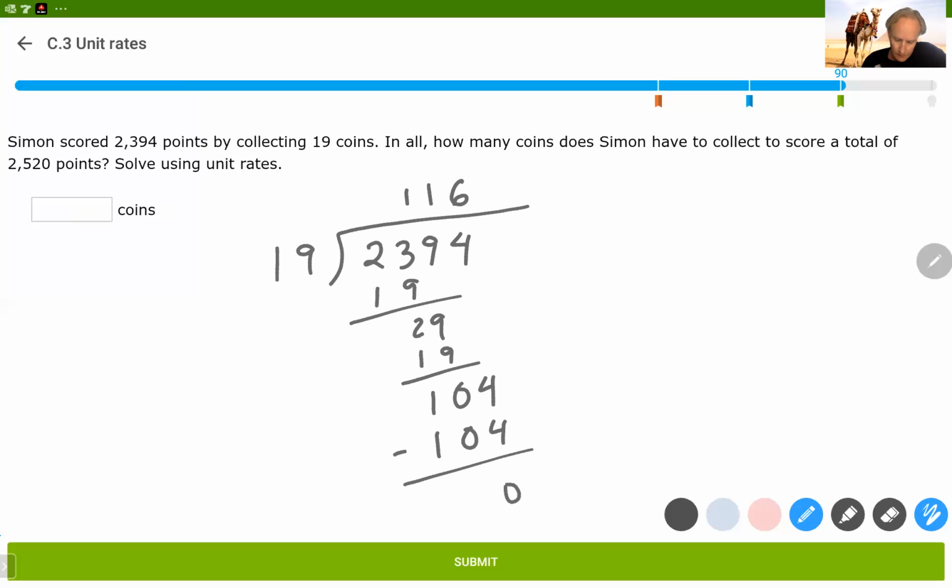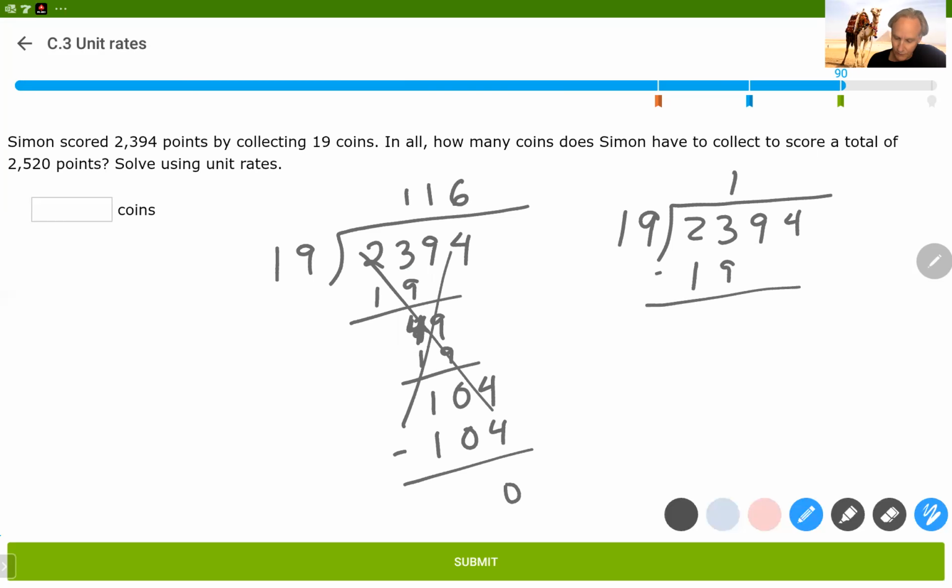Let's see. Oh, 19 is 49. Jeez, there's the problem. Okay, got to start again. Whenever you make a mistake, it's a good idea to just restart occasionally. 19 into 2394. One time, subtract 19, you get 49. How about we put 2 in there? 2 times 19 is 38. That's 114. And now it really is 6. 6 times 19 is 114.